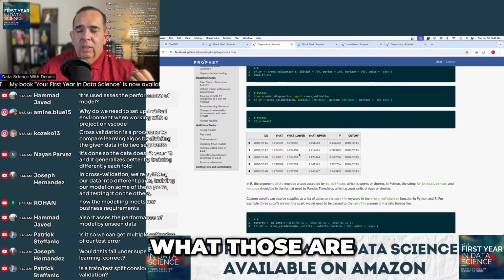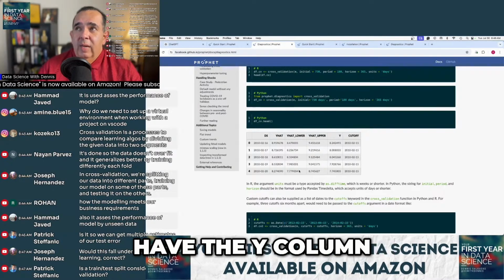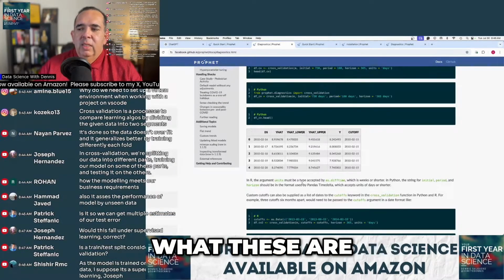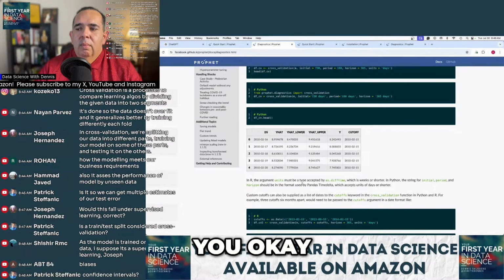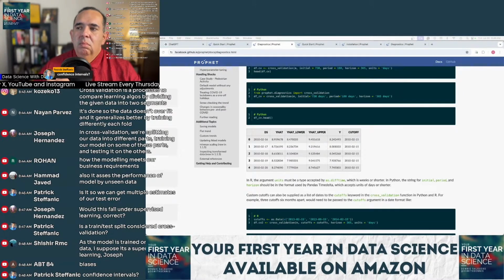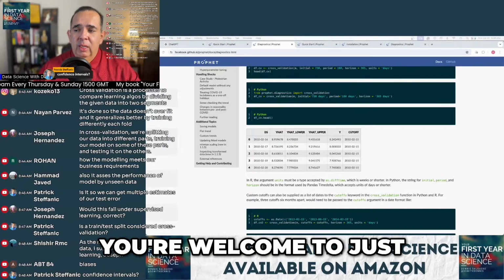Does anybody want to take a guess at what those are? And then you should also notice we have the Y column, right? But even if you don't have formal statistics training, you can probably take a rough guess at what these are. Okay, Patrick, you're quick on the answers today. Love it, my friend. Patrick says confidence intervals. All right. Anybody else? Or maybe you just agree with Patrick. You're welcome to just agree with somebody else's answer.